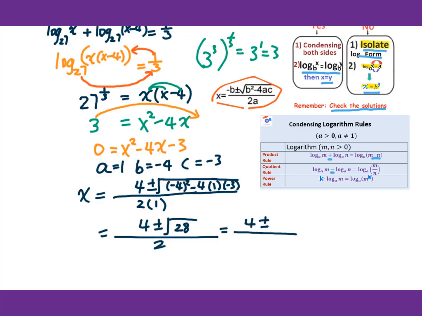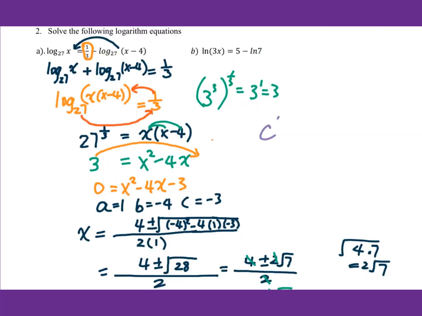For 28, I can do 4 times 7. Therefore, you get 2 square root of 7 over 2. Then reduce. You will get 2 plus or minus square root of 7.